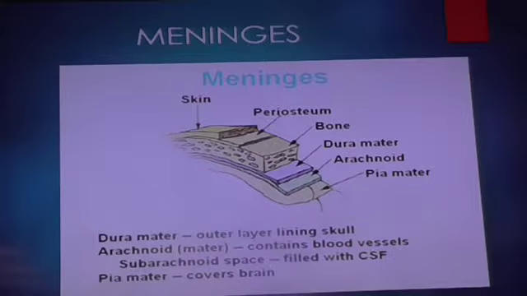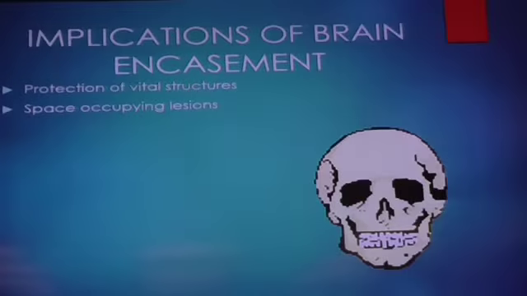It's important to know the layers of the meninges, and this is just a diagram showing you the different layers: the pia, arachnoid, the dura mater. Obviously, you have bone, where you have periosteum, and then the skin on the top. Could you go back a slide to that implications? Yes. So the brain encasement, it provides protection, and I was also saying one of the issues, it can cause space-occupying lesions to occur. So a cranium being sort of like an encasement of the brain can lead to clinical presentations.